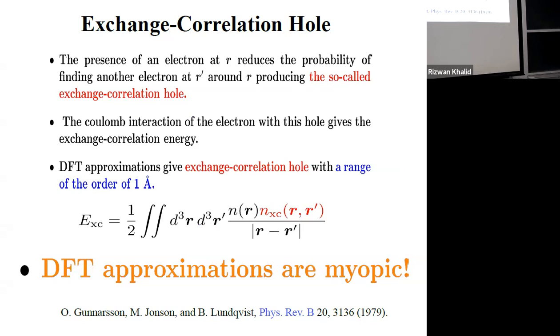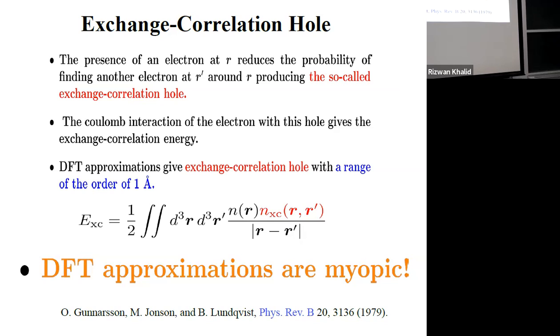So exchange correlation energy could be written in terms of Coulomb attraction between n(r), which is the density of the system, times the exchange correlation energy density. So this is the hole, the exchange correlation hole. This is the deficiency in electron density around the electron due to Coulomb repulsion and due to Pauli's principle. So you can visualize exchange correlation energy in these terms.